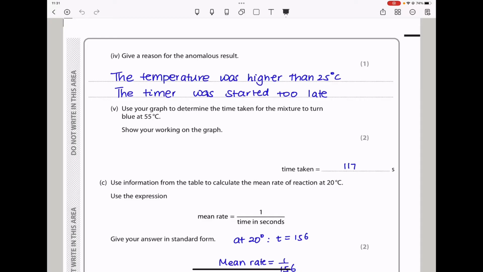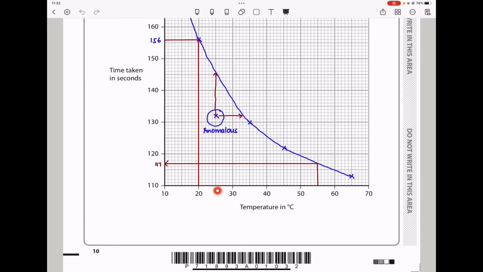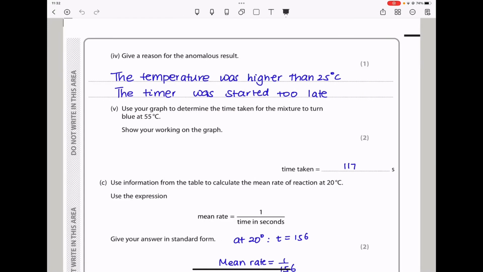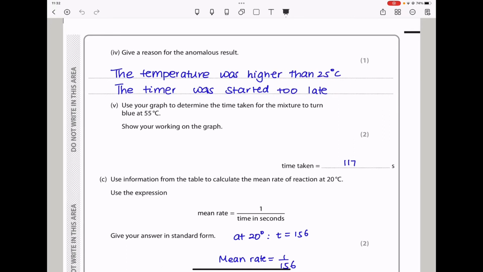Here they say give a reason for the anomalous result. The anomalous result is at 25 degrees corresponding to a higher time, meaning it should actually be lying at this point on the curve where the temperature is higher than 25, actually higher than 30. So here I say the temperature was higher than 25 degrees. The timer was started too late maybe. Next they say use your graph to determine the time taken for the mixture to turn blue at 55 degrees. Ensure you're working on the graph.